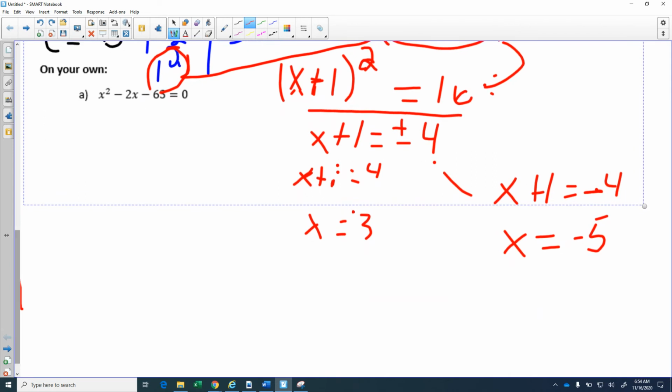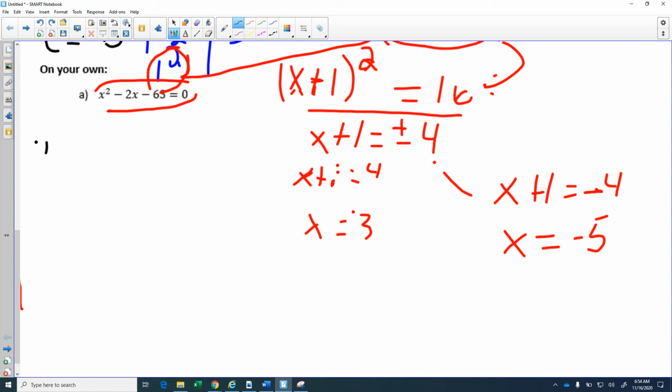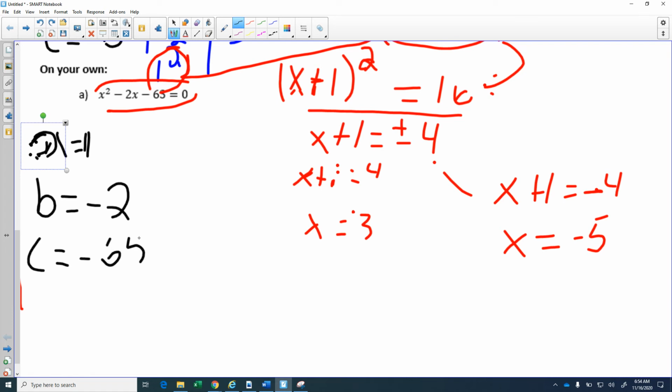Think of it like this. This is our equation right here, right? So I'm going to go ahead and list out my A, B, and C. A equals 1. B equals negative 2. C equals negative 65. Okay? Now, watch how we can use this equation to our advantage.